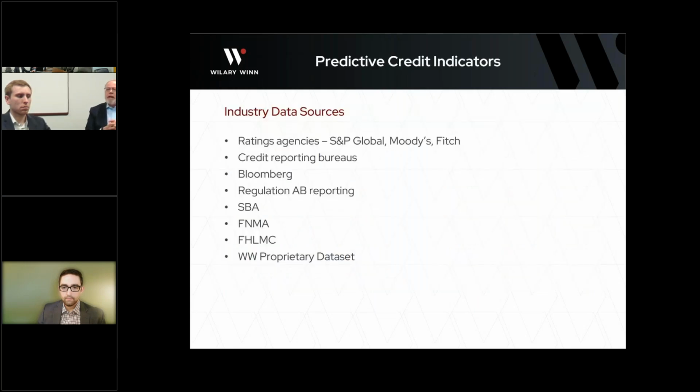Okay, we spend an absolute fortune on data. And so we use S&P Global. We've looked at research from Moody's and Fitch. We constantly look at research that comes out of Experian, especially with regard to auto loans. We subscribe to Bloomberg. We look at Regulation AB reporting that comes out on Bloomberg. We've FOIA'd the SBA database back to 1991.